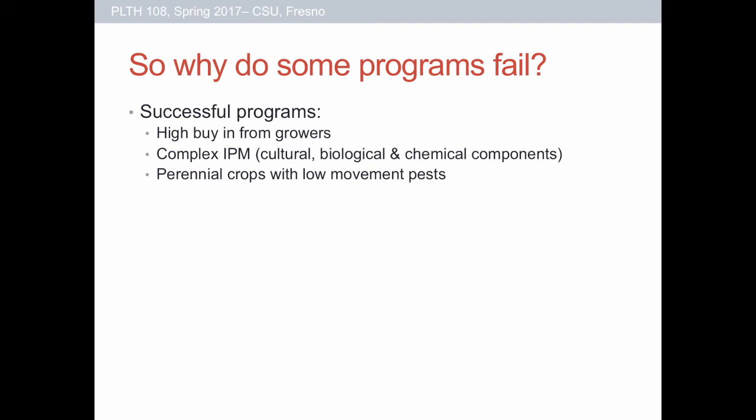If you've got a pest in a perennial crop, it doesn't move around much. So pathogens, weeds, scales, things like that, they're easier to control because that investment you put in with those resistant rootstocks, with those cover crops, things like that, they hang around for a long time. And so you get a big return on that investment, whereas if you're plowing up your field every year, it doesn't make a whole lot of sense to invest heavily in things like beetle banks and the like.